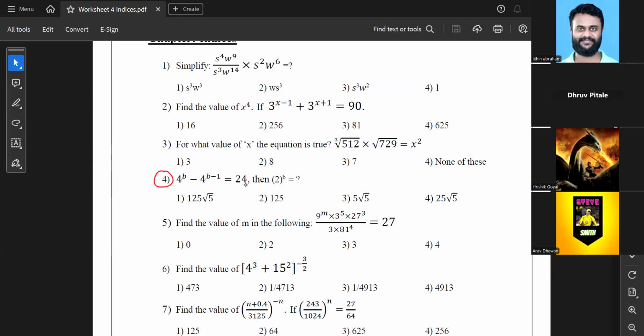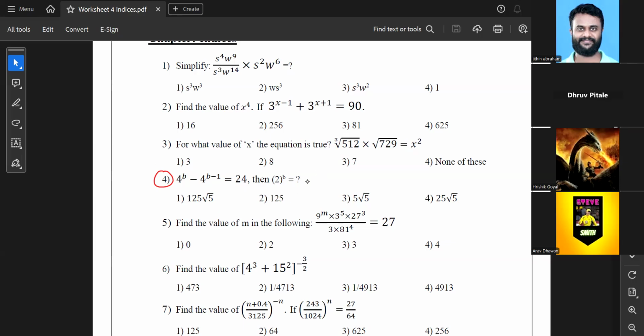Okay, the difference is 24. So I can do it like this: 4 into 4 minus 4 square minus 4 raised to 1 is 16 minus 4. Well, what I'm going to do is basically a simple trial and error method. First, let me see the options.